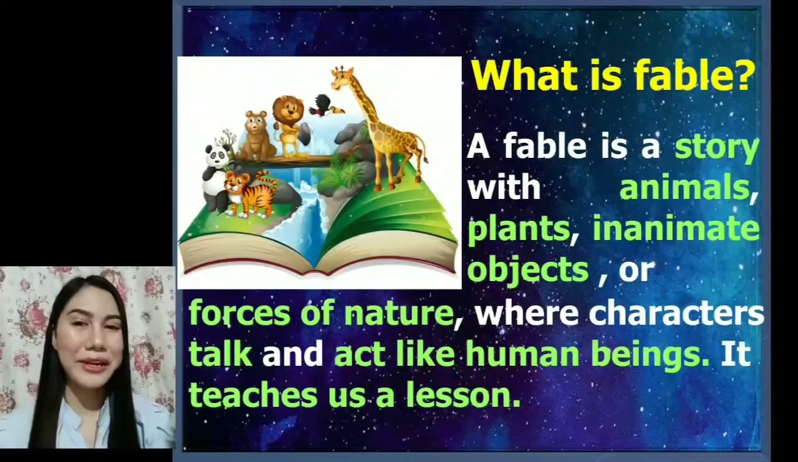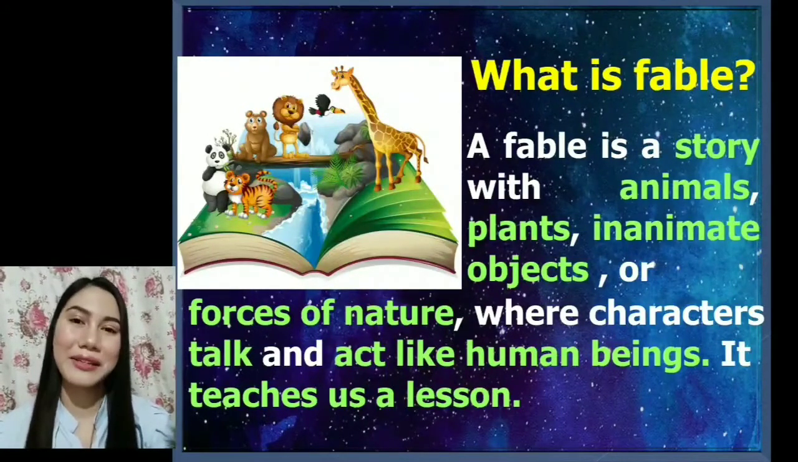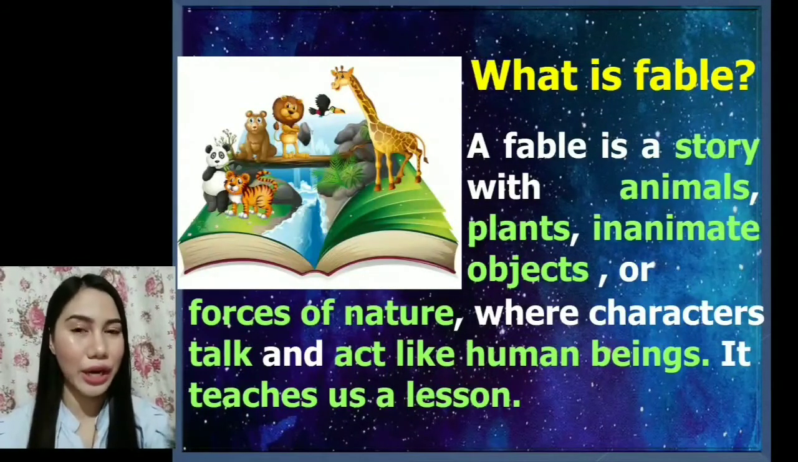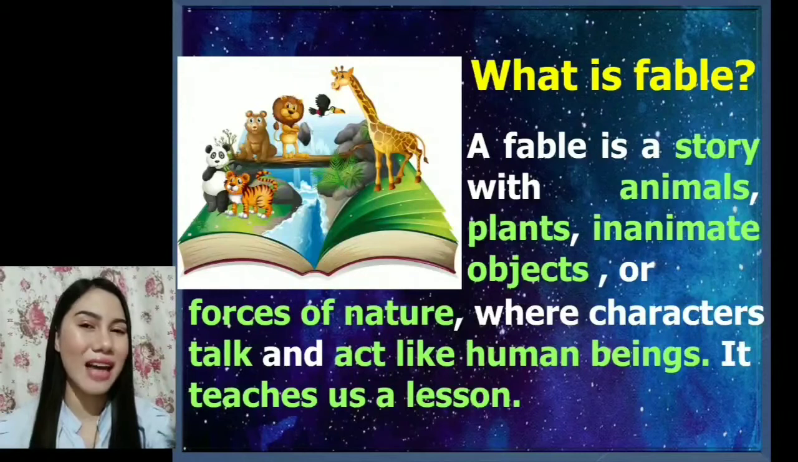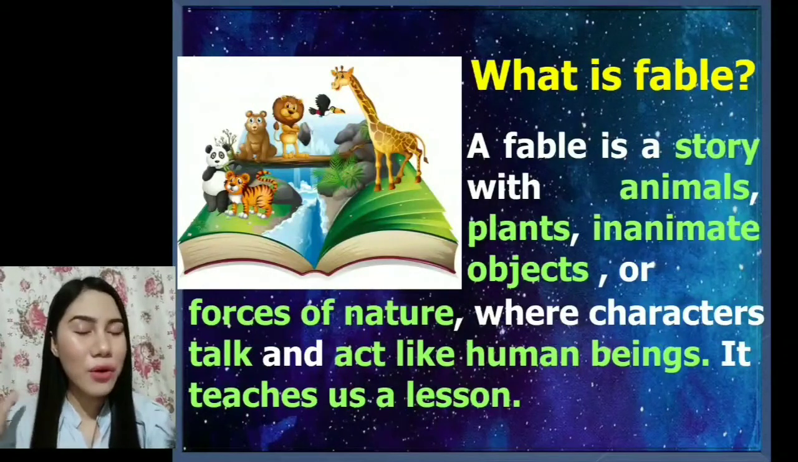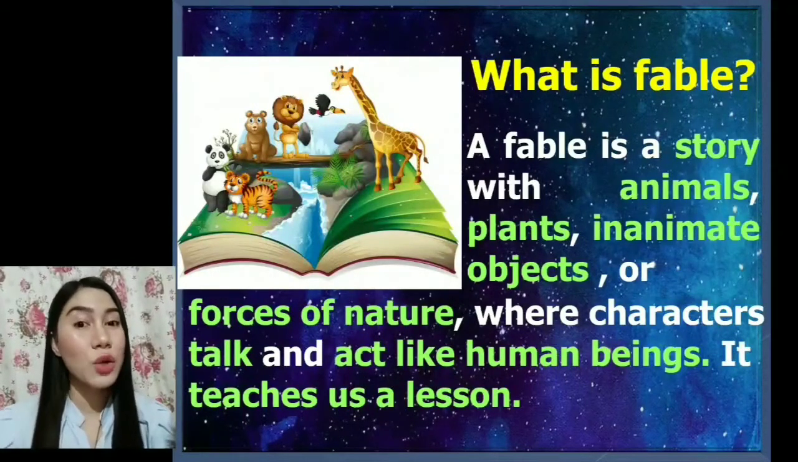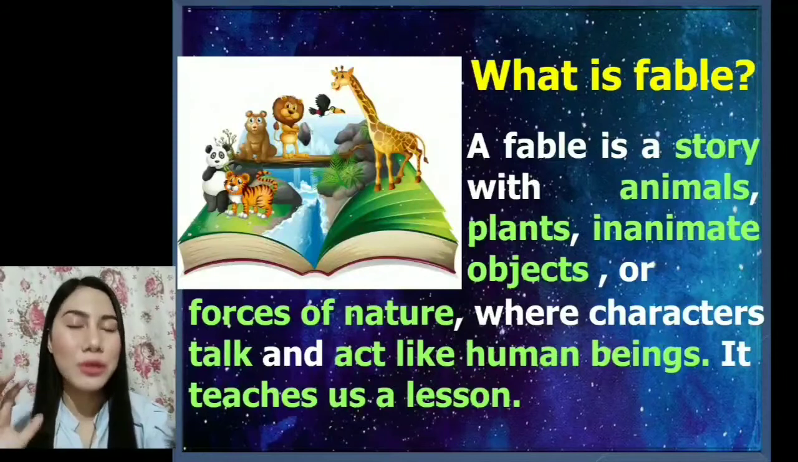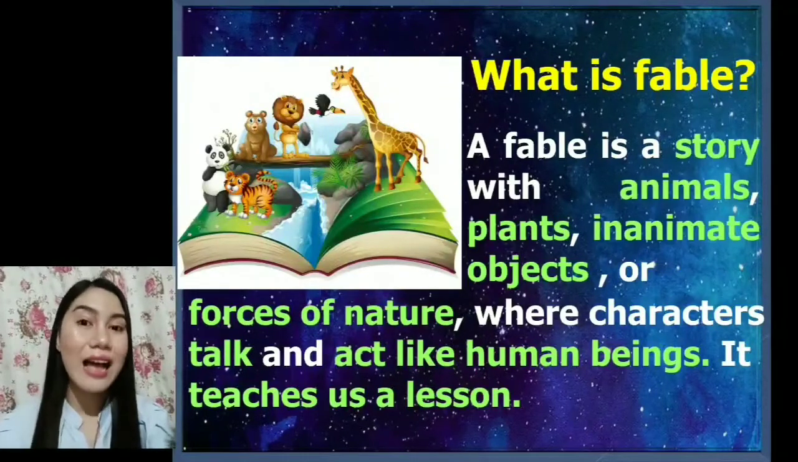In the story of a fable, any animal can possibly be a character, and it can also be the forces of nature. It can be the clouds, the sky, the land, the water, the sun, the air, and of course it can also be plants. They talk and act like humans in the story.